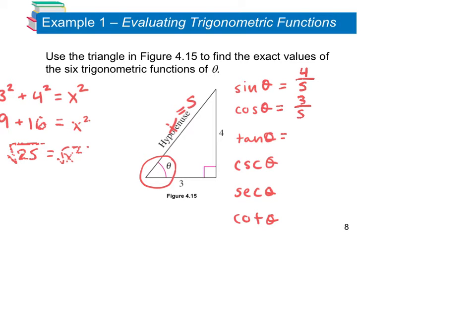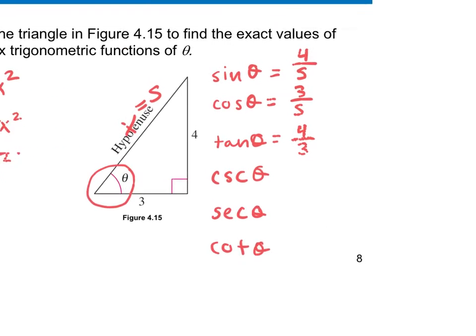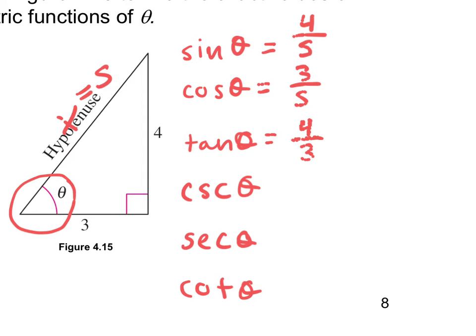And then cosecant, we can just flip our sine. So what would cosecant be? 5 over 4. What would our secant be? 5 over 3. So we just flip the cosine. And then our cotangent? 3 over 4. Not too hard?